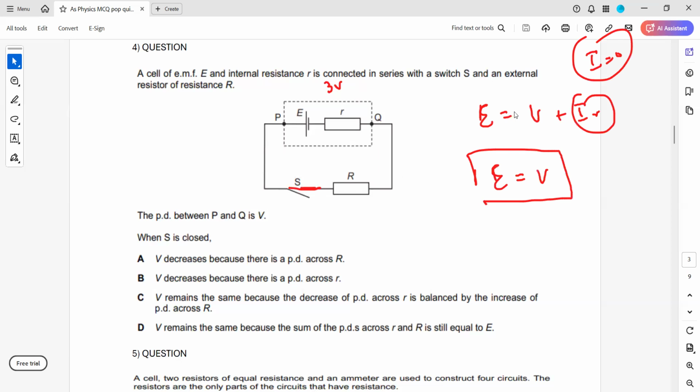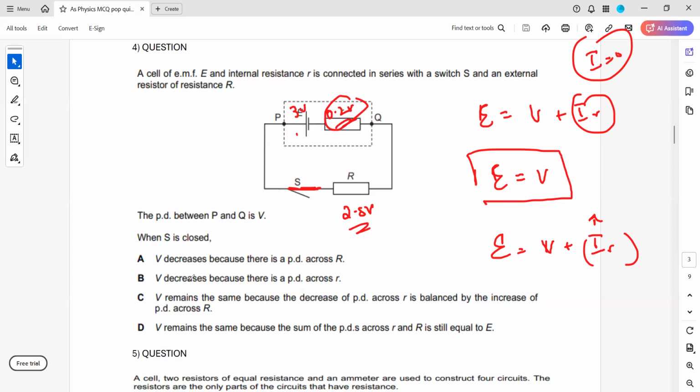But the moment we close the switch, the current starts to flow. As the current starts to flow, there will be a voltage drop internally. So the total 3 volts, which was the EMF, and here was 0, so this was 3 volts. But as a result of the current flowing, there is some voltage internally, maybe let's say 0.2 volts. If this is 0.2 volts, what will happen to the external voltage? The external voltage will be 2.8 volts. So the voltage across PQ is the same as the external voltage.